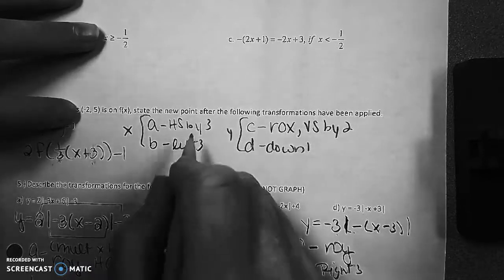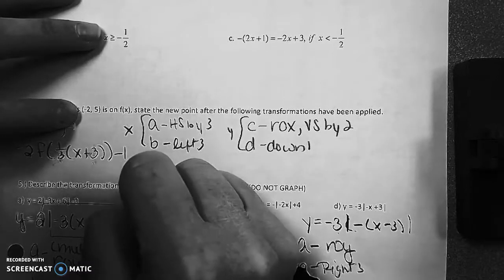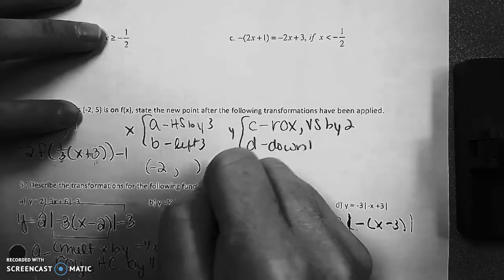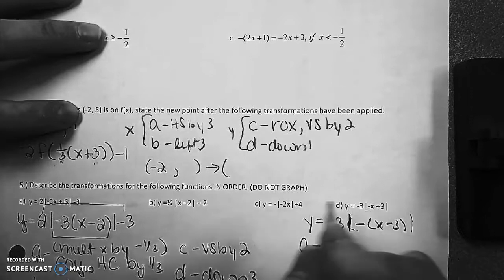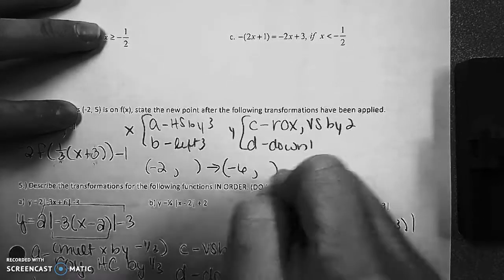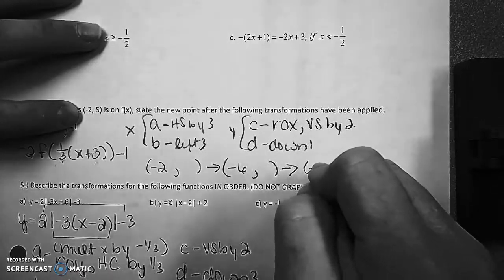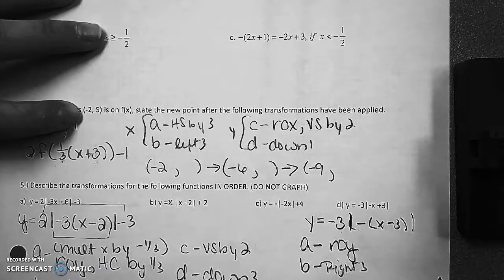So let's just start with the x. So first, my x is negative 2. If I do a horizontal stretch by 3, that negative 2 becomes negative 6. And then left 3 would mean I need to subtract, so I'll have negative 9.